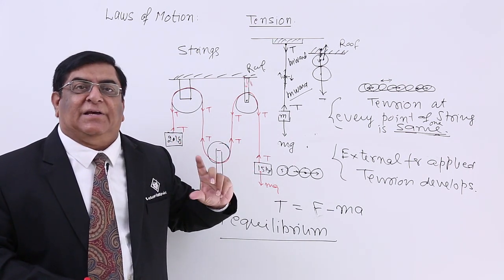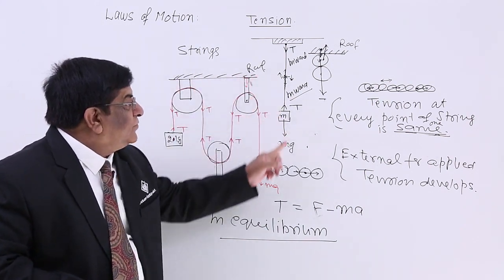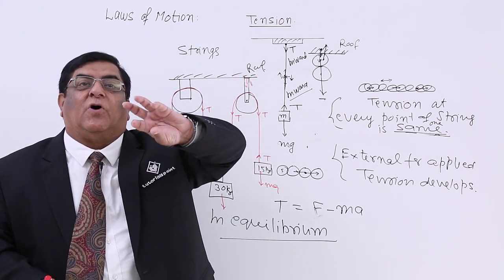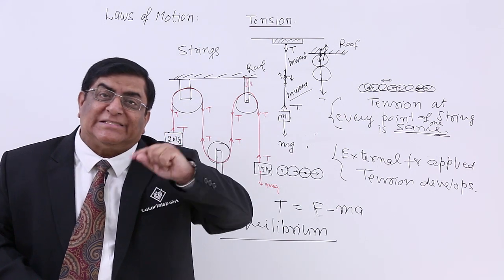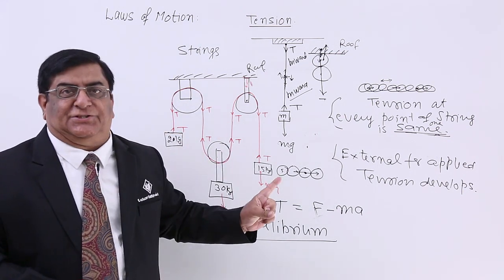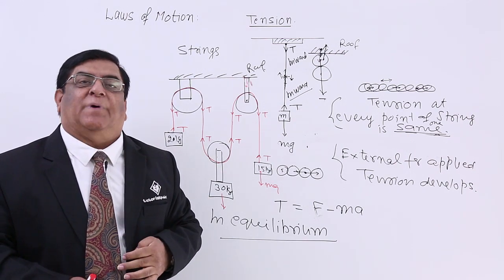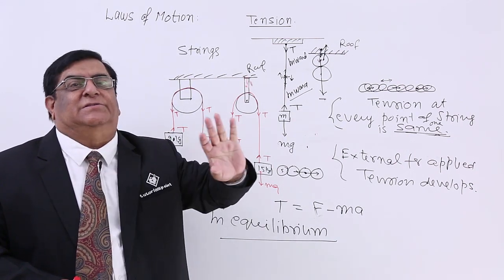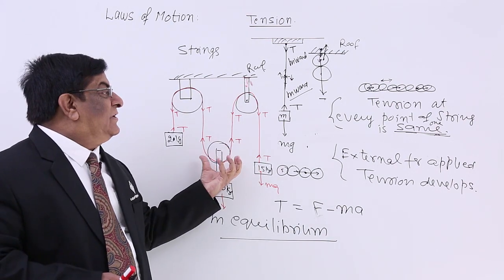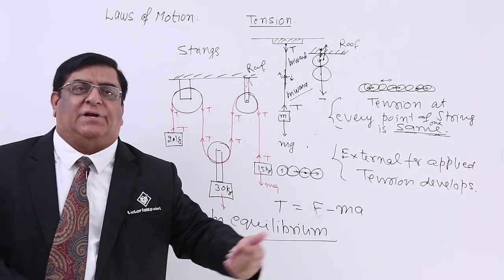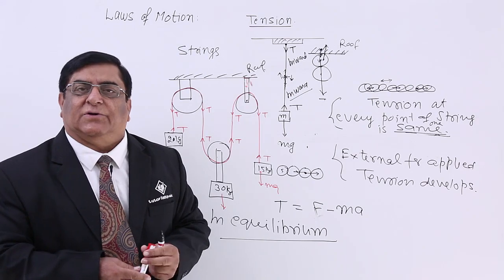In that case, if some of the net force of the system is used for motion, the rest of the force will make tension, and that tension will be smaller than the net force, but it will be distributed similarly. How much is tension in such forces? That we will study now when we are studying numericals of forces.